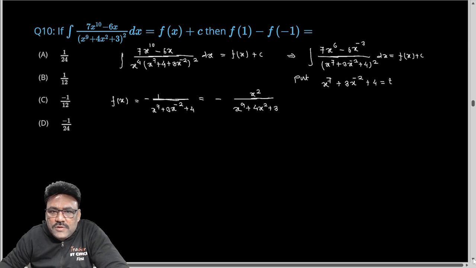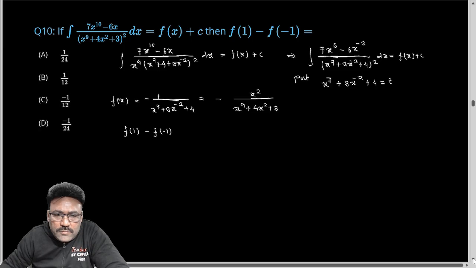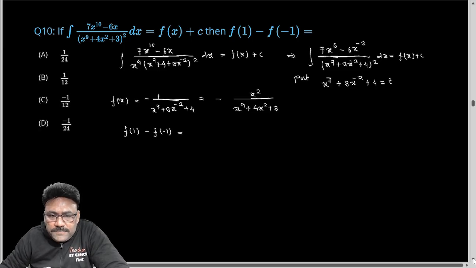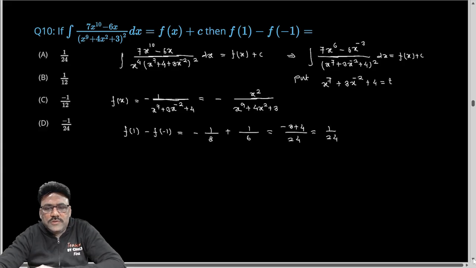This is f(x). So what will be f of 1 and f of minus 1? f of 1 is minus 1 by 1 plus 4 plus 3, which is 8. Minus f of minus 1, so that will become plus 1 by minus 1 plus 4 plus 3. So it is 3 plus 4, 7 minus 1, 6. LCM of 8 and 6 is 24. It is minus 3 plus 4. So 1 by 24 should be the correct option, which is option A.